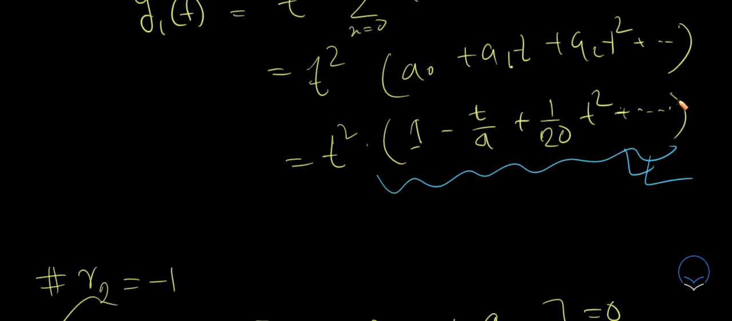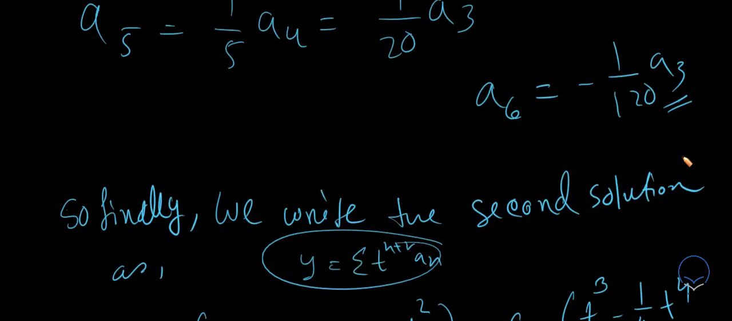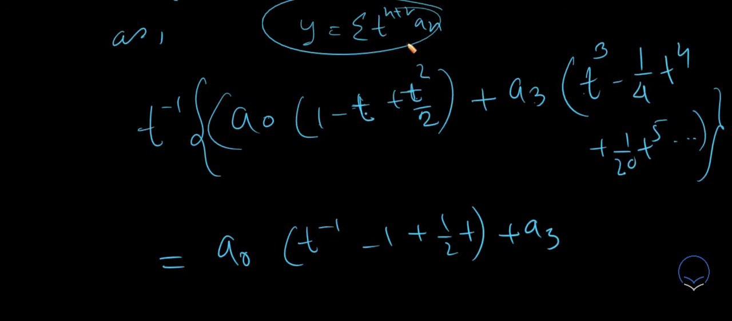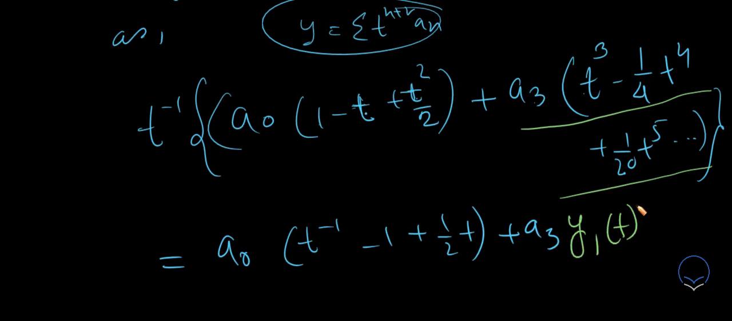And if you look at this series over here, that is this part, you can take t square common or factor it out, and you can easily recognize this is nothing but y1. So let's write y1 of t like this. And this is in fact the full solution, and this part is nothing but the second solution.